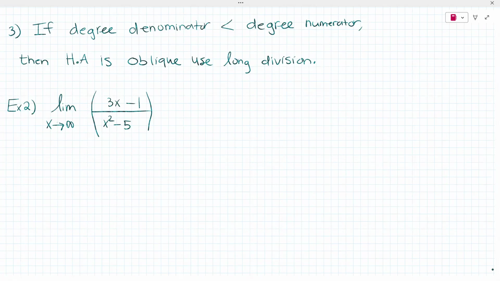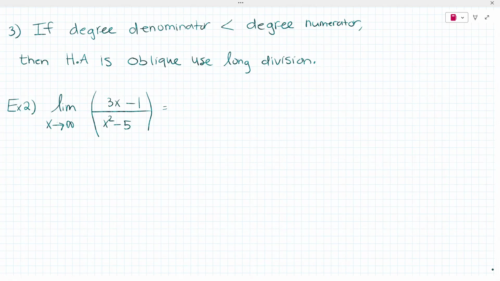So let's say you have this rational function. What is the limit as x approaches positive infinity of the rational function 3x minus 1 over x squared minus 5? So what do you think? First, let's just figure out what the limit is without any algebra using your horizontal rules.